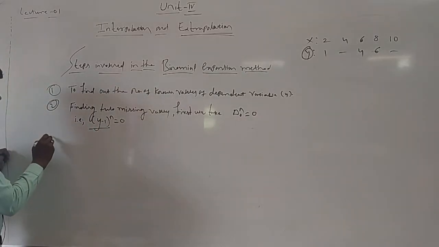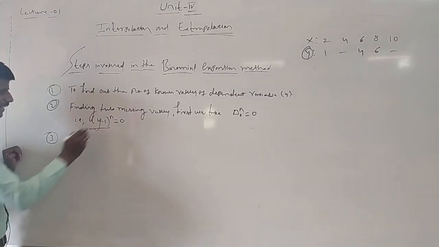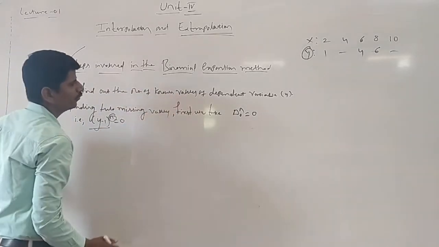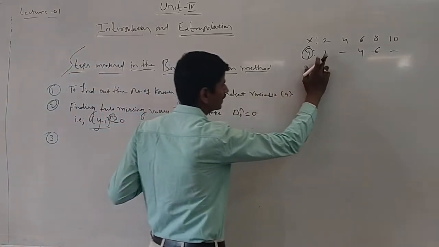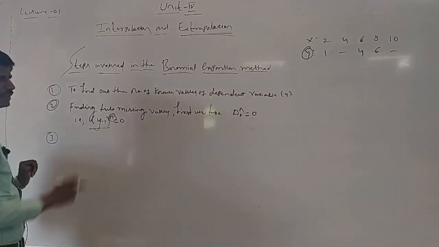Here, the third step is to expand the LHS of the equation. Here n is the number of known values of dependent variable y. The number of known dependent values is 3, so n is 3. That is, (y minus 1) to the power 3 equal to 0.